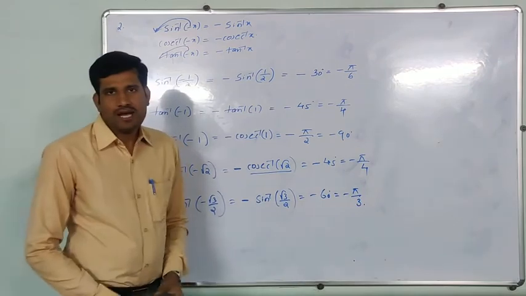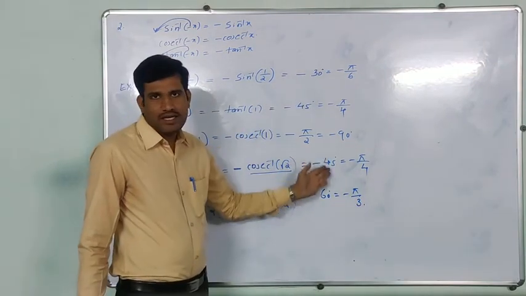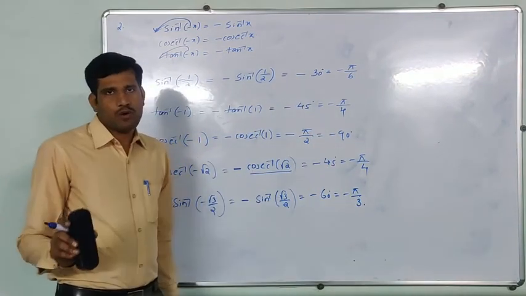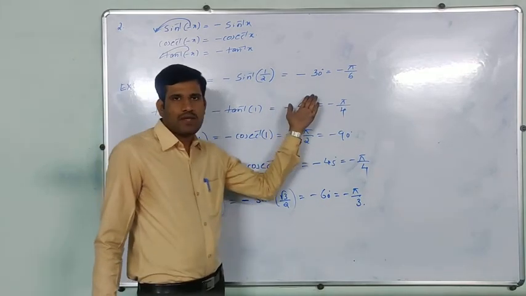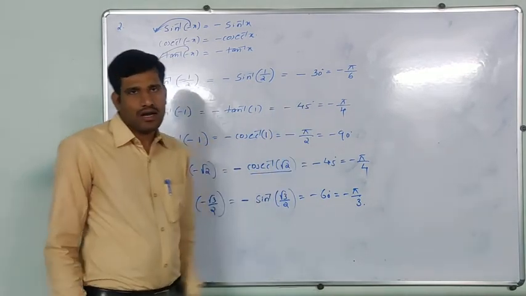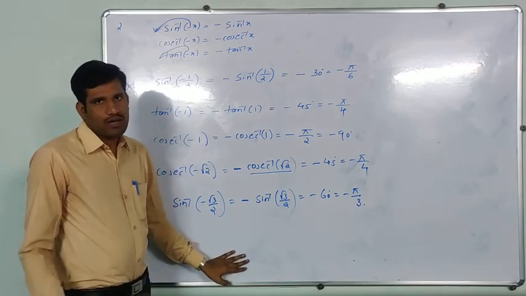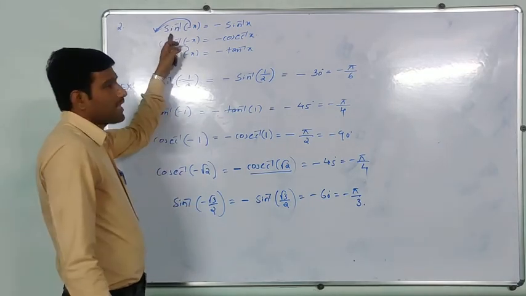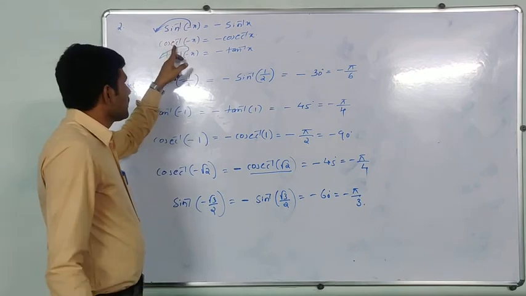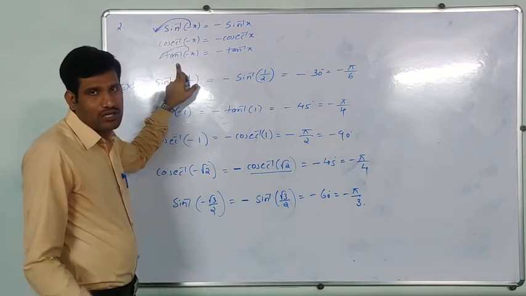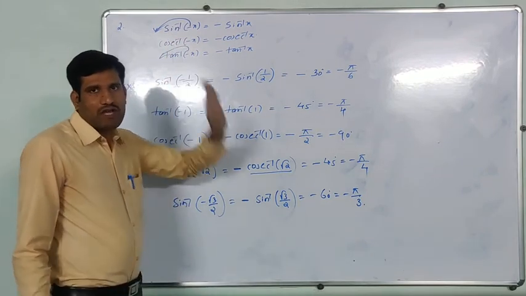In the final exam, you can keep the answer either in degrees or radians. There is no problem. So this is how we can use the second property. And next, the third property: we have sine inverse and cos inverse, then sec inverse and cot inverse.